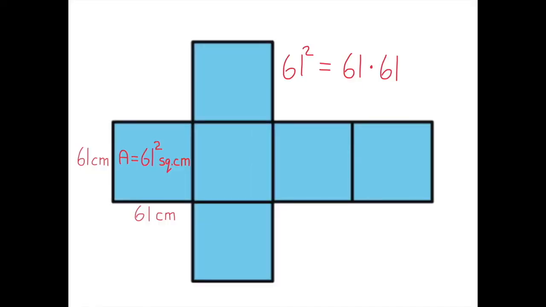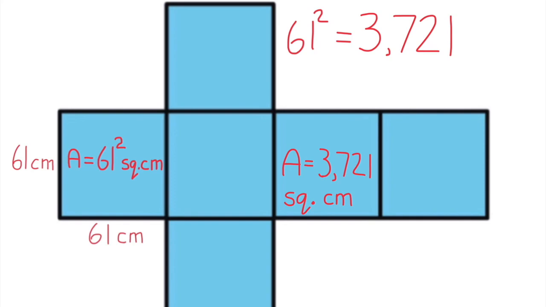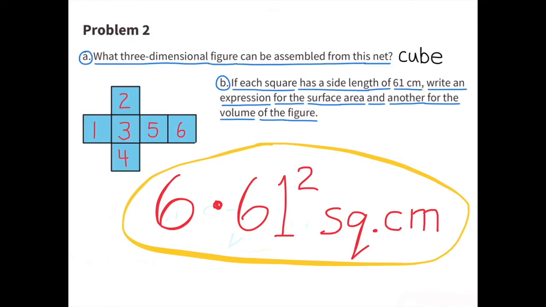Remember, 61 squared, or 61 to the second power, is the same thing as 61 times 61. And 61 times 61, or 61 to the second power, is 3,721. So the area of each square could also be 3,721 square centimeters. Here's the expression that I chose to write that represents the surface area of the figure.